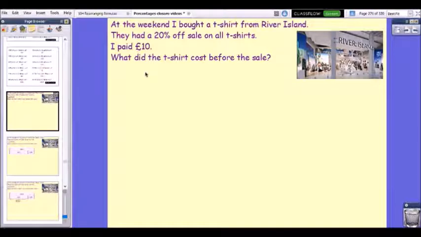Okay, let's try a problem. At the weekend, let's say I bought a t-shirt from River Island. They had a 20% off sale on all t-shirts, and I paid £10 for my t-shirt. The question I'm looking for is, what did the t-shirt cost before the sale happened?